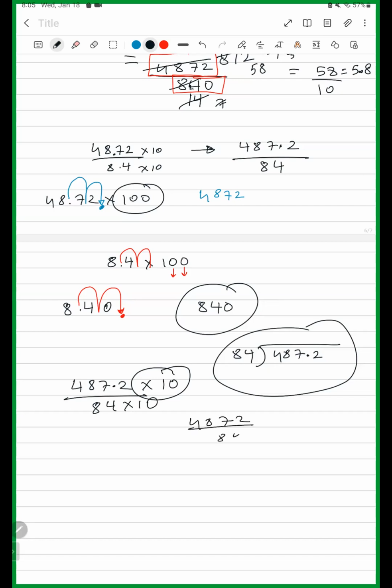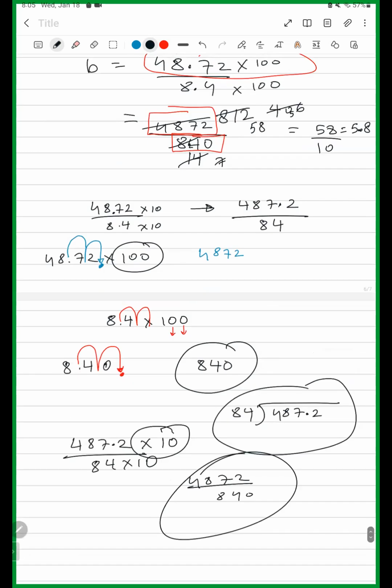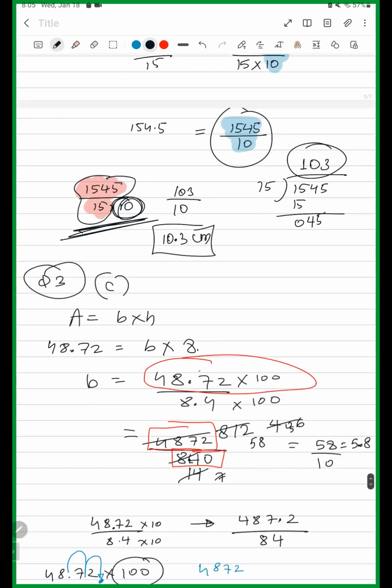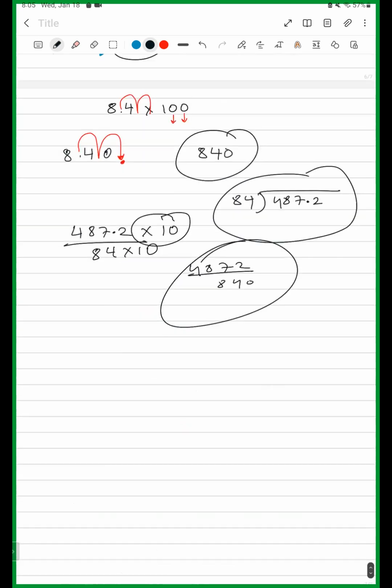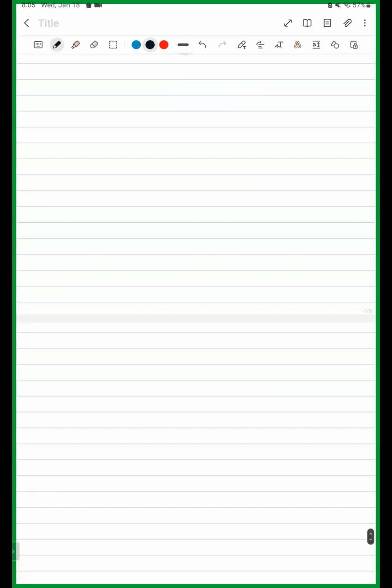The same thing which we did in the previous question here, 1545 by 15. It is kind of confusing. Okay, what is confusing, Hiba? Tell me. Like, I don't know how to divide them. You don't know how to divide what? This thing? 48.72 divided by 8.4. Yeah, and like the rest of them.